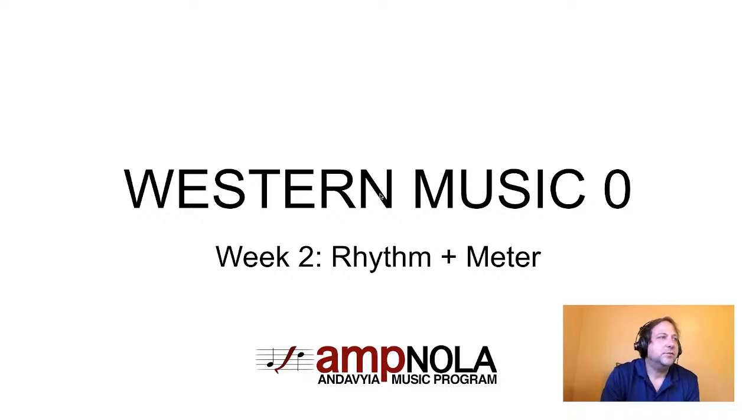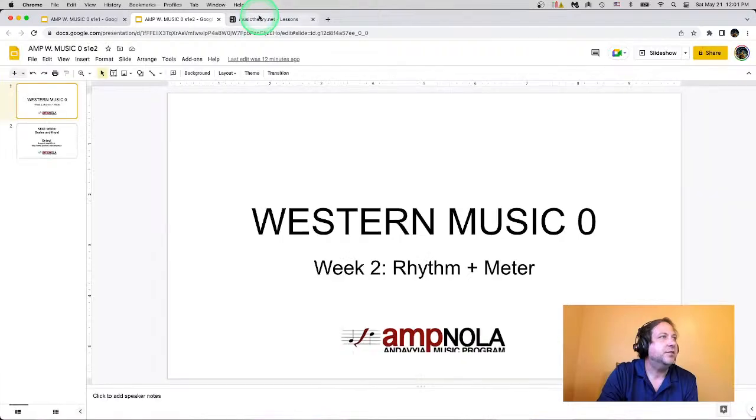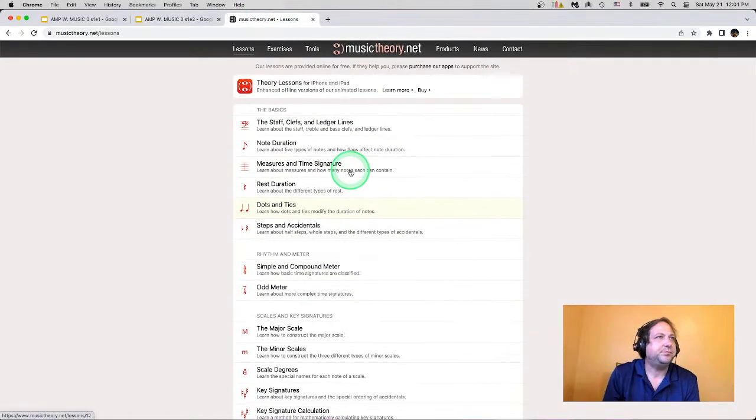Anyway, so we're going to cover rhythm and meter today. It's not going to be a lot, but we'll go back and review some of this stuff as well. I don't think we need to review the staff, note duration, measures, restoration, dots and ties, steps and accidentals. But let's go with our measures and time signature first.